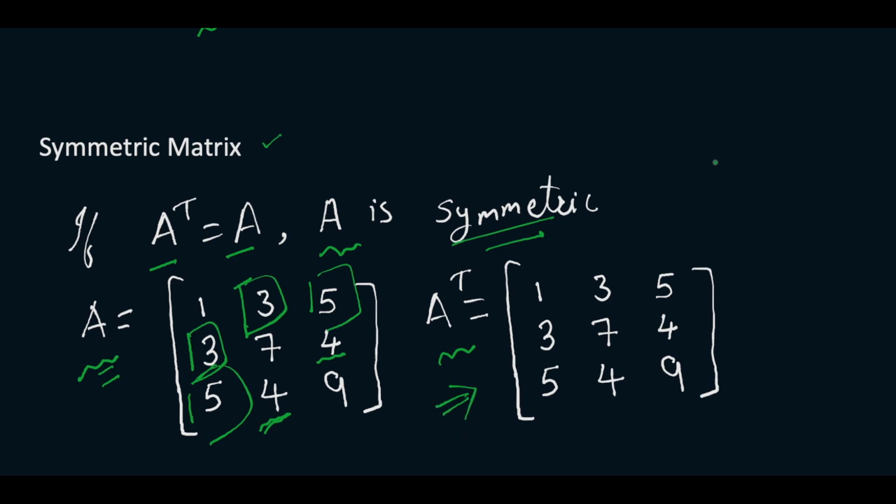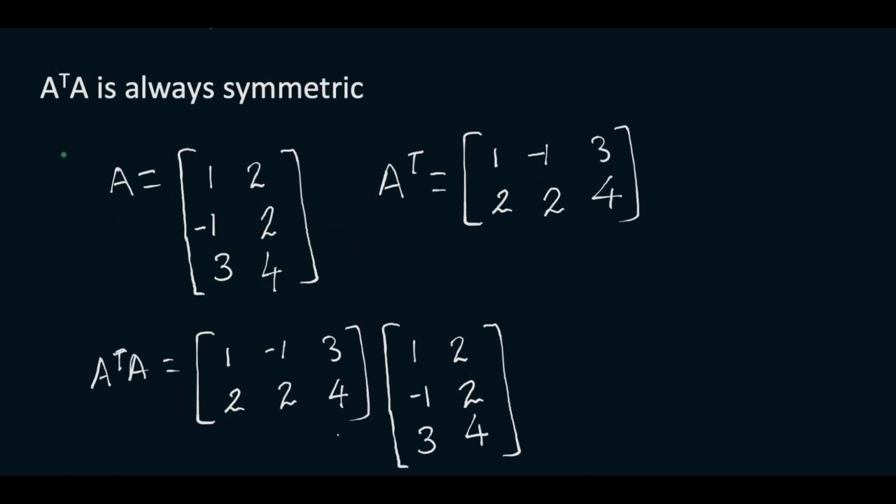Now let us study another property for A transpose A. Consider a rectangular matrix A. We know the property of a symmetric matrix: if A equals A transpose, A will be a symmetric matrix. But this is not possible for a rectangular matrix. For this, A has to be a square matrix so that it is symmetric. Now if A is a rectangular matrix, what this property says is that A transpose A is always symmetric.